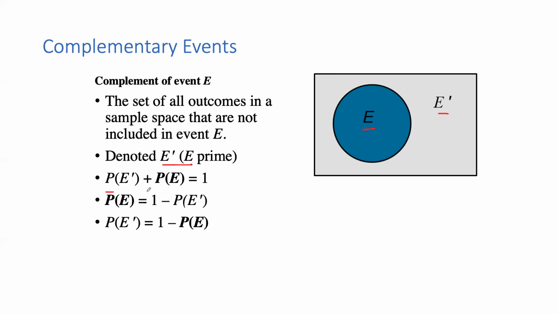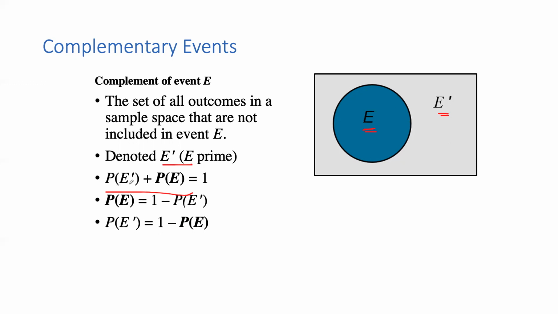The probability that either E happens or E does not happen is equal to 1. Which is to say 100% of the time, either E will happen, which means I'll observe an outcome from in the circle, or it won't happen, which means that I'll observe an outcome from outside of the circle. But 100% of the time, either I will observe E happening or I'll observe E not happening. So that's what it means.